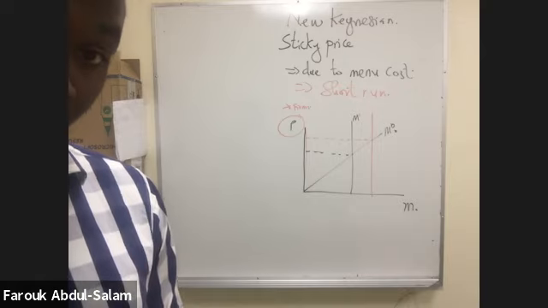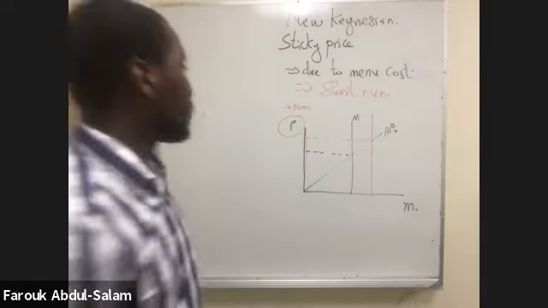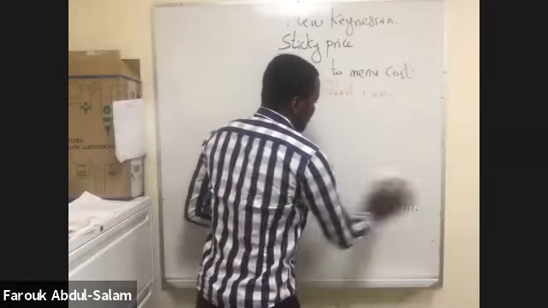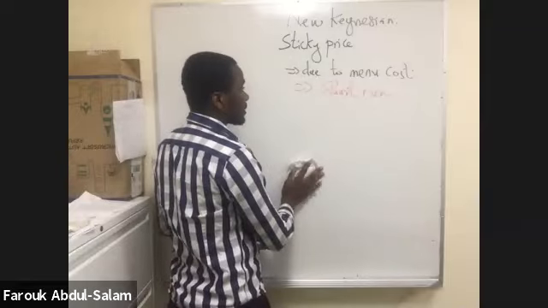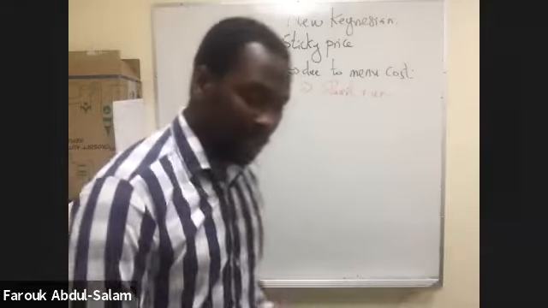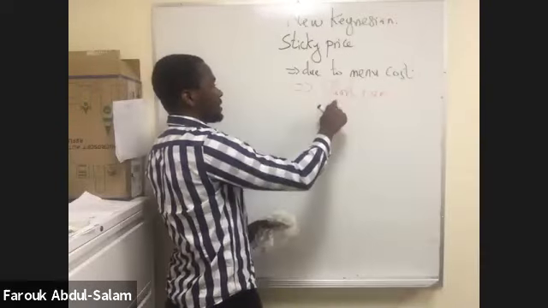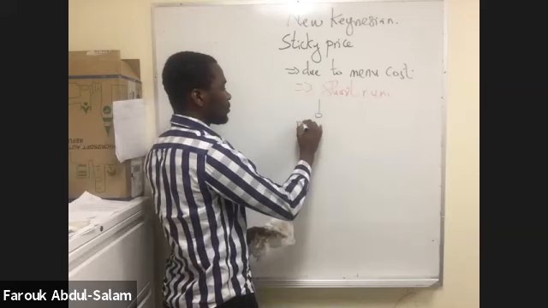Is that okay, Tanya? Yeah, sure. So that's the whole idea. So let's quickly see how the new Keynesian model plays out. And one important takeaway from this model of sticky price is that money is no more neutral.